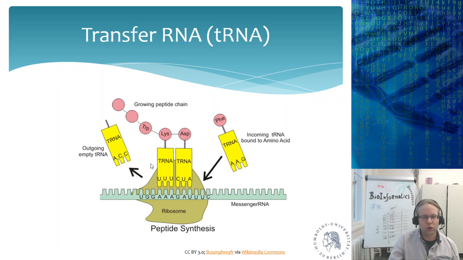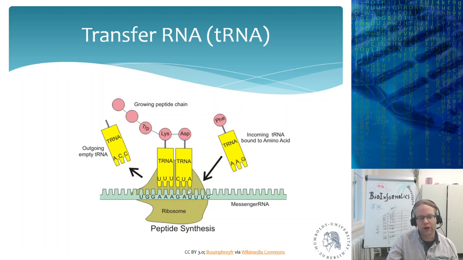So how does this work? How are peptides synthesized? Well, we have the ribosome. The ribosome consists of two parts. In this figure, it's just a single ribosome. But what happens is that you have the messenger RNA. The messenger RNA is pulled through the ribosome.